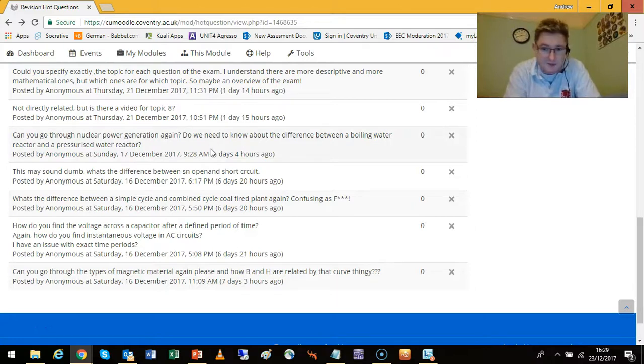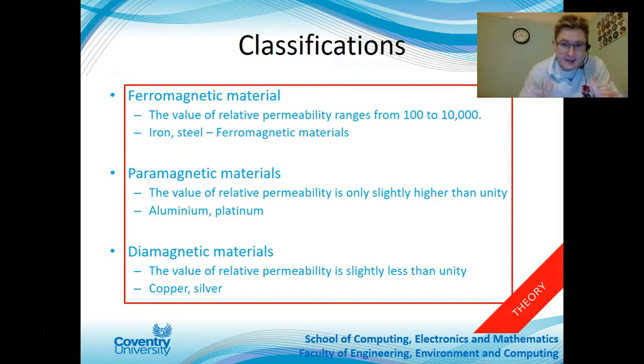Okay, this material comes from topics 13 and 14. I'll start off with the different magnetic material types, which come from topic number 13, from this slide here. We've got ferromagnetic materials. They're really good magnetic conductors, with a permeability value from about 100 to 10,000. They're things like iron and steel, so they're really good ones.